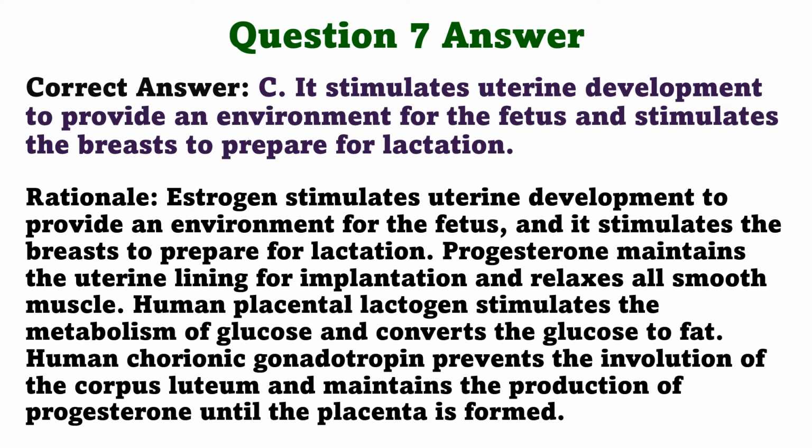Human placental lactogen stimulates the metabolism of glucose and converts the glucose to fat. Human chorionic gonadotropin prevents the involution of the corpus luteum and maintains the production of progesterone until the placenta is formed.